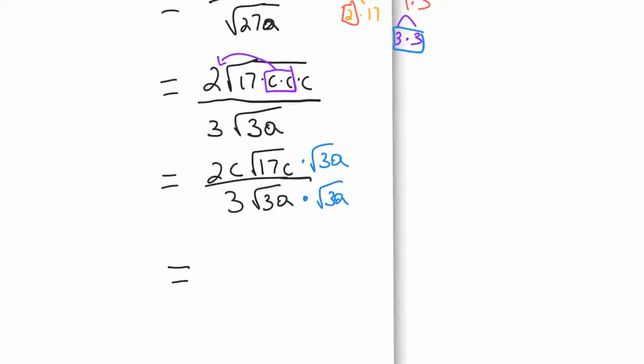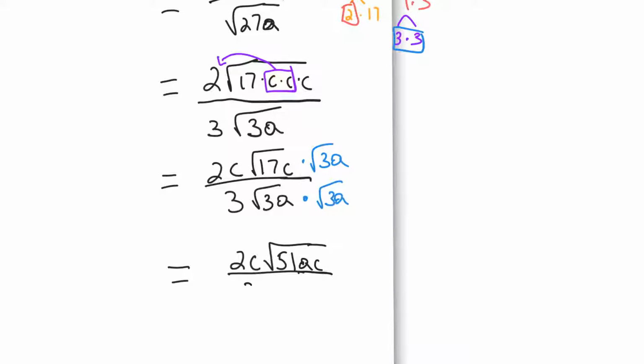When you multiply the top, the 2c is not inside of the radical, so you keep that outside. 2c, you don't multiply. But now let's multiply the radicals. 17c times 3a, that's going to be 51. 17 times 3 is 51. And when you multiply c times a, that's just going to be ac. So that's on the top.